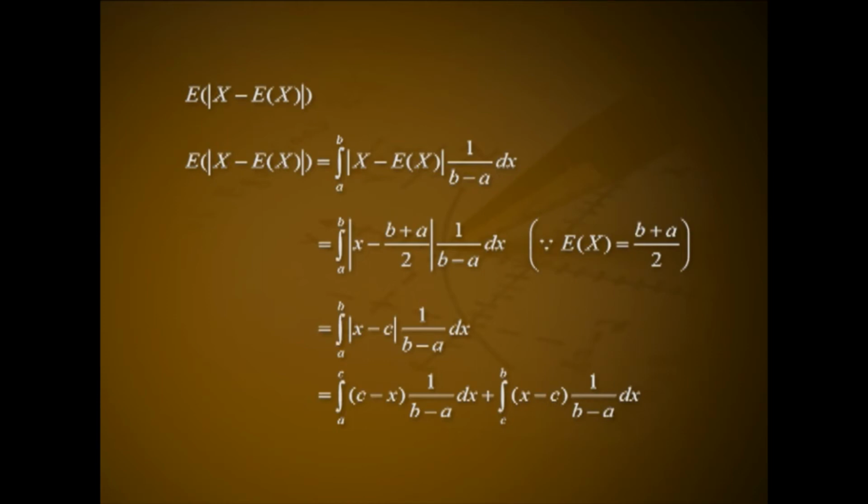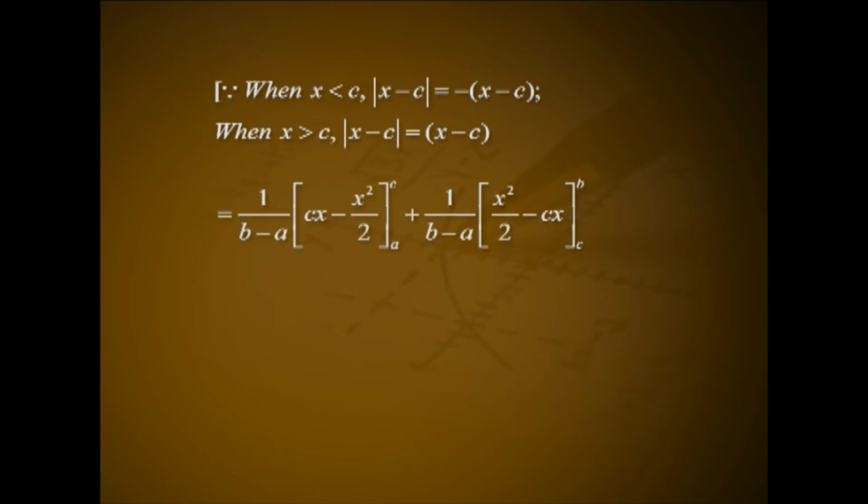That is integral from a to c of minus (x minus c) into 1 by b minus a dx plus integral from c to b of (x minus c) into 1 by b minus a dx. Because when x less than c, modulus of x minus c equal to minus of (x minus c). When x greater than c, modulus of x minus c equal to x minus c. This is equal to 1 by b minus a into [cx minus x square by 2] over the interval a to c plus 1 by b minus a into [x square by 2 minus cx] over the interval c to b.